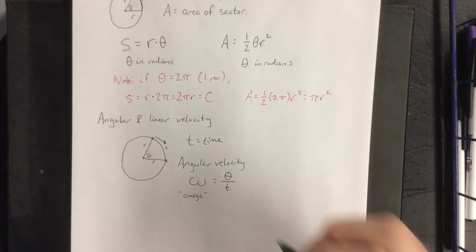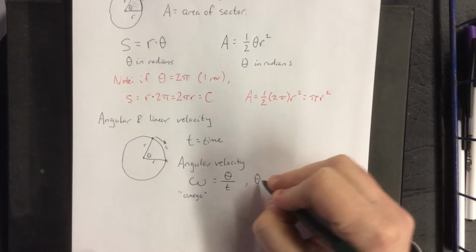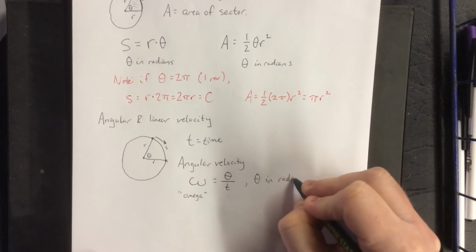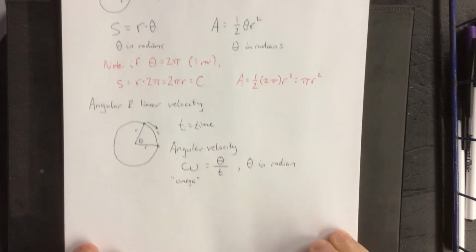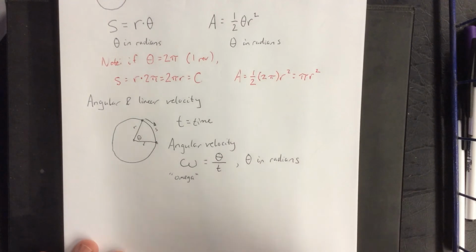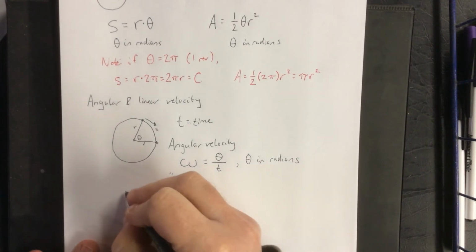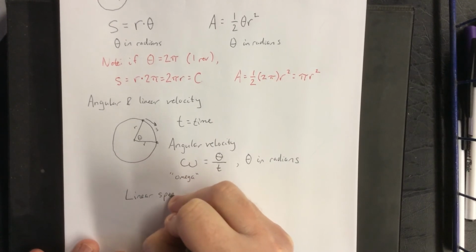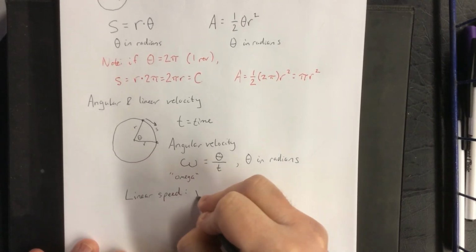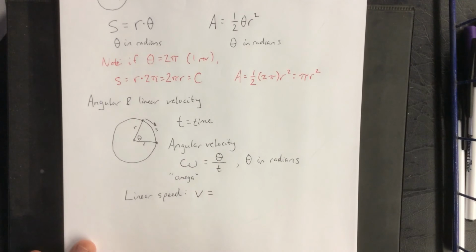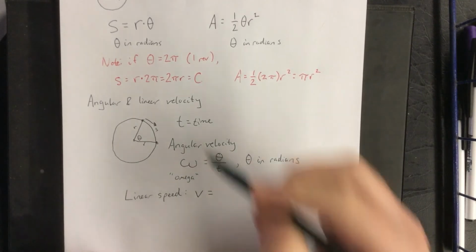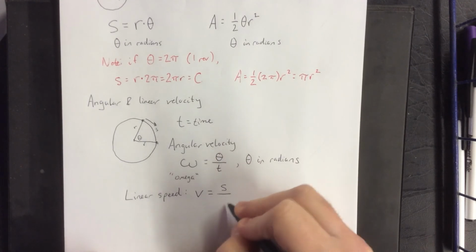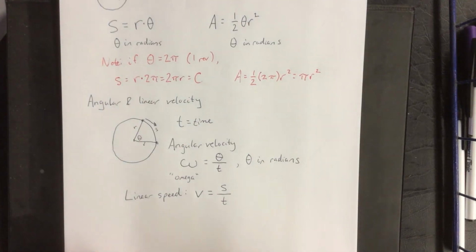Now, angular velocity works the exact same way, but rather than a distance, this is going to be measuring an angle. Once again, we're going to want theta to be measured in terms of radians rather than in terms of anything else. The linear speed is going to be dictated by the letter v, and this will be the actual distance per unit time that you're traveling. The distance that we're traveling is that distance s along the exterior of the circle.